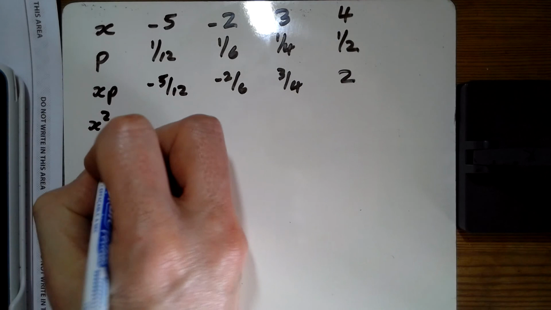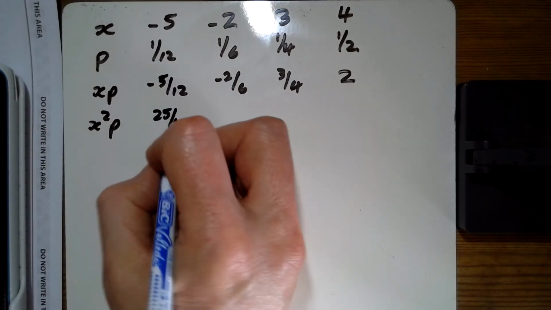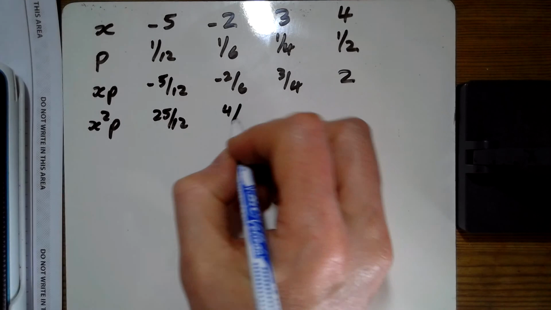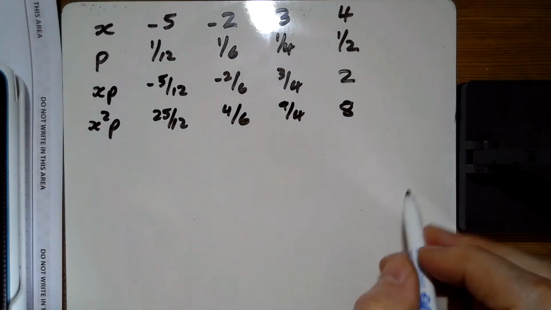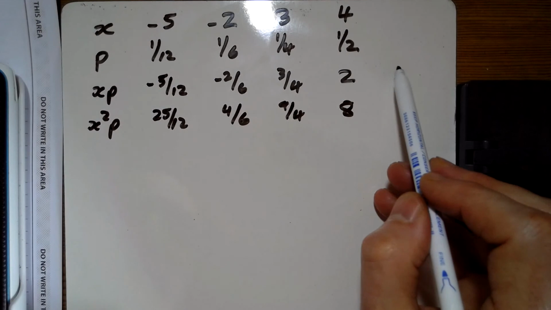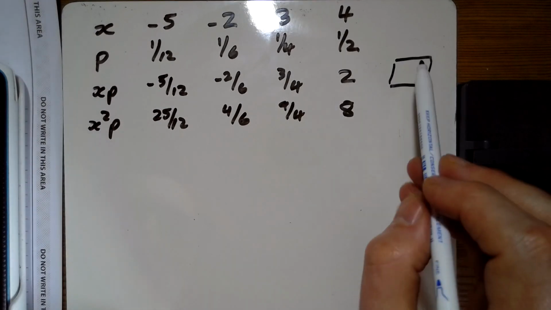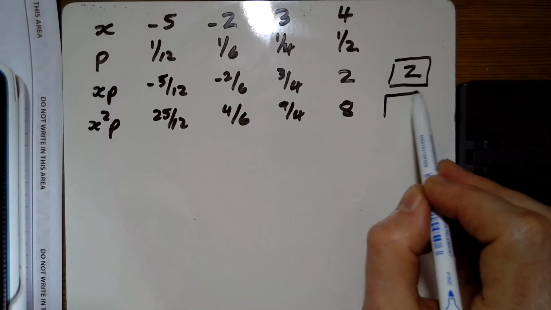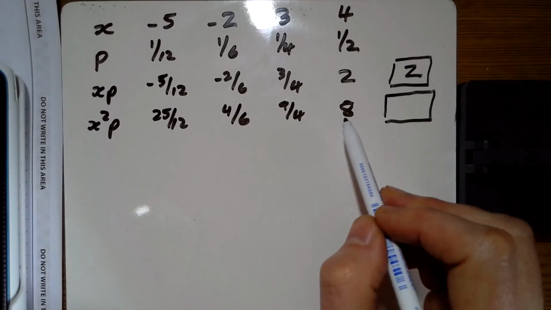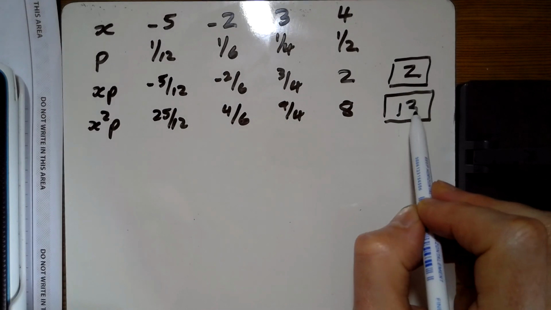And then we've got x squared P. So this times this again. So I've got 25 over 12, I've got 4 over 6, I've got 9 over 4, and we've got 8. So this one here is the expected value of x, and that works out to be 2, doesn't it? And this one here is the expected value of x squared. Expected value of x squared there, I think that's 13 if I had that up correctly.